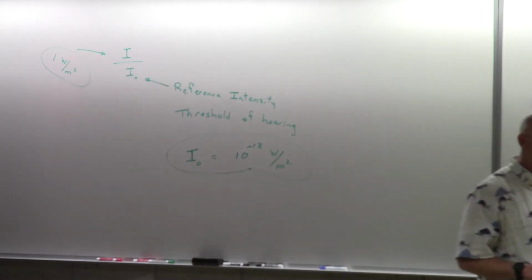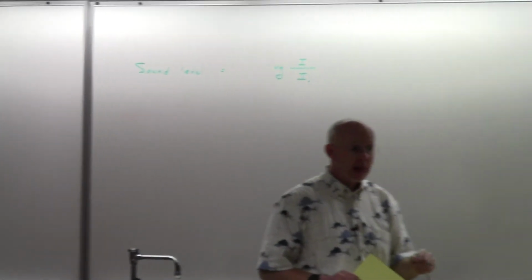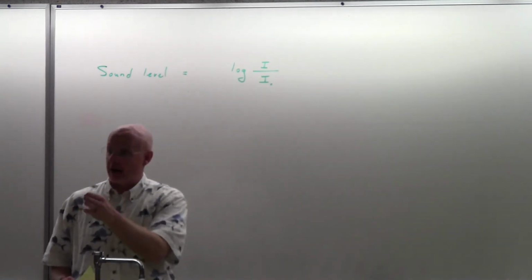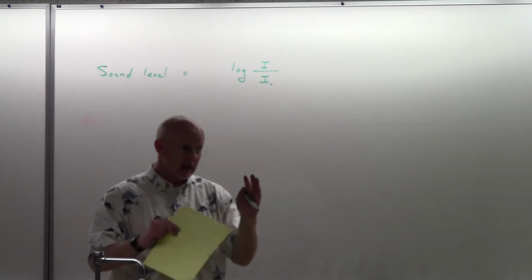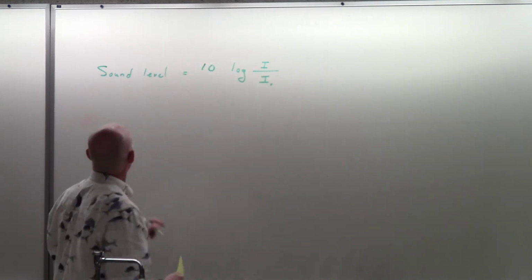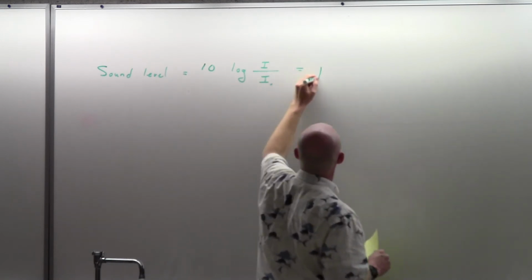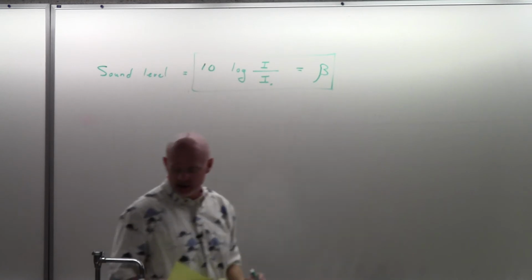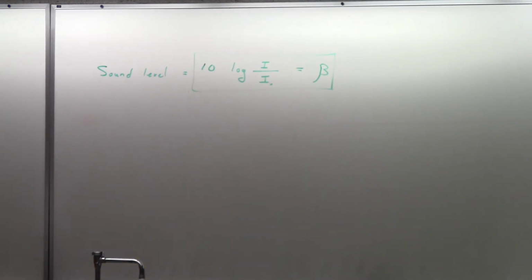10 to the 12th, take the log, you get 12. So this scale would go from 0, barely hearing it, to 12. To make it a little bit bigger, we'll put a factor of 10 out in front. The symbol we like to use for sound level is the symbol beta, and so there is our equation for sound level.